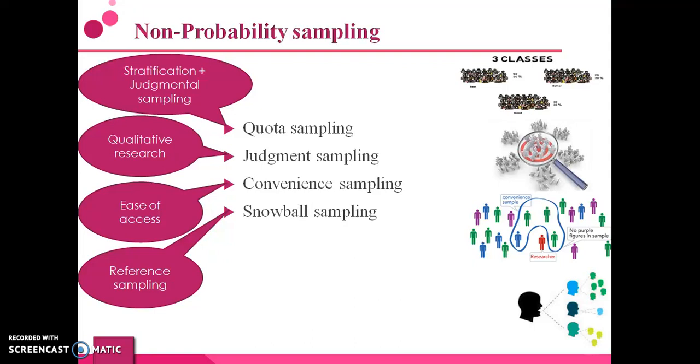That's quota sampling. In qualitative research, we might go for judgmental sampling, and convenience sampling is useful for ease of access. Snowball sampling is a referral sampling. When we don't know about the population, we might go for snowball sampling, getting referrals to access the population.